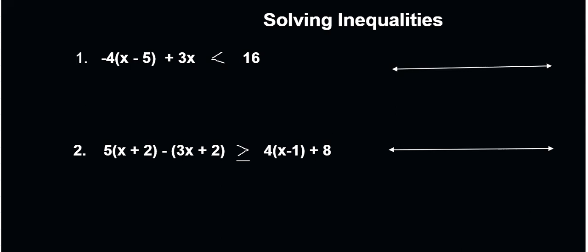So let's get started. So I have -4 times the quantity x minus 5 plus 3x is less than 16. We've got a lot going on the left side, so let's simplify that. I'm going to distribute this -4 through. -4 times x is a negative times a positive, which is a negative. 4 times x is 4x. A negative times a negative is a positive. 4 times 5 is 20. Plus 3x is less than 16.